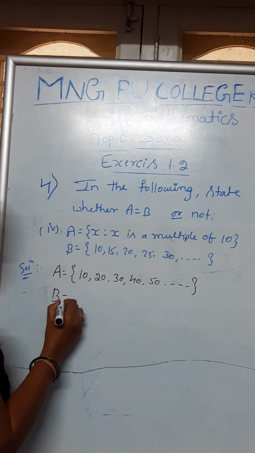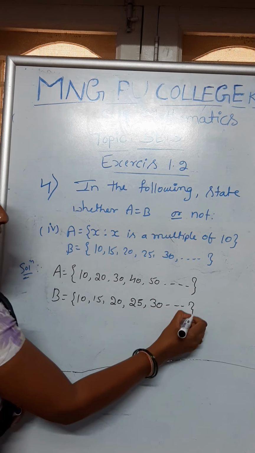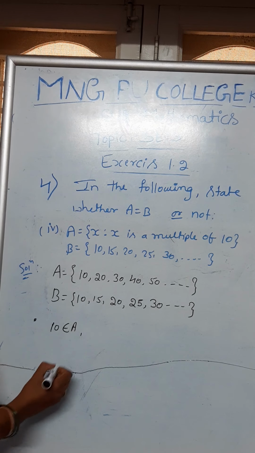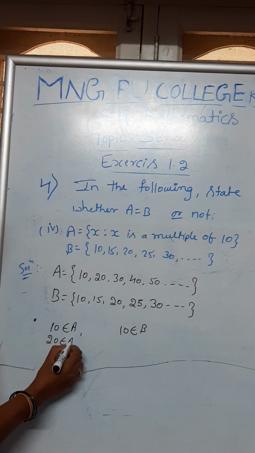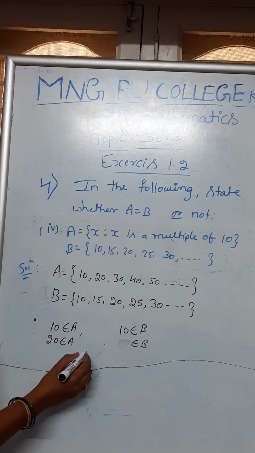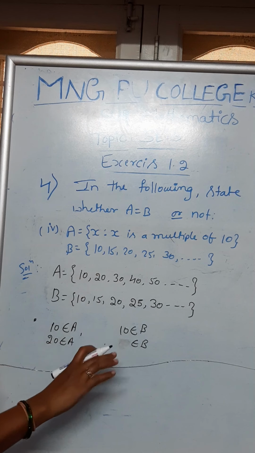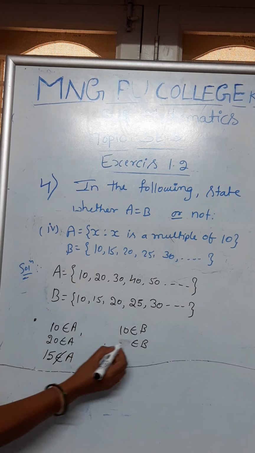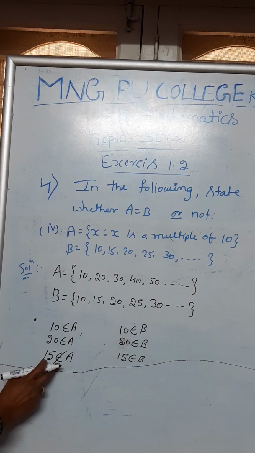And what are the set B elements? 10, 15, 20, 25, 30, etc. Now compare both sets' elements. 10 belongs to A, and 10 is an element of set B also. 20 is an element of set A, and 30 is also there, but 15 is an element of B and 15 is not an element of set A.